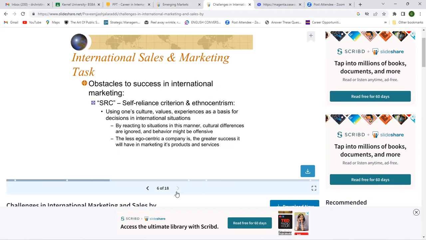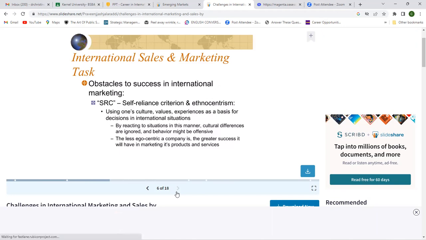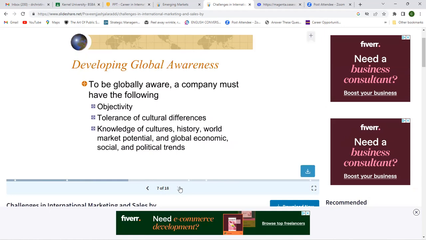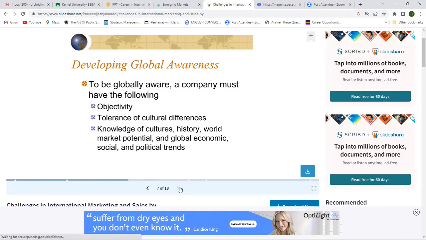Obstacles to success in international marketing. The SRC, self-reference criterion, is ethnocentrism: using one's culture, values, and experiences as the basis for decisions in international situations. By reacting to situations in this manner, cultural differences are ignored. Behavior might be offensive. The less egocentric the business is, the greater success it will have marketing its products and services. To be globally aware, a company must have the following: objectivity, tolerance of cultural differences, knowledge of culture, history, world market potential, and global economic, social, and political trends.